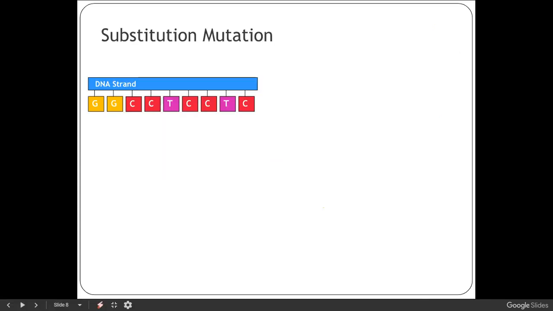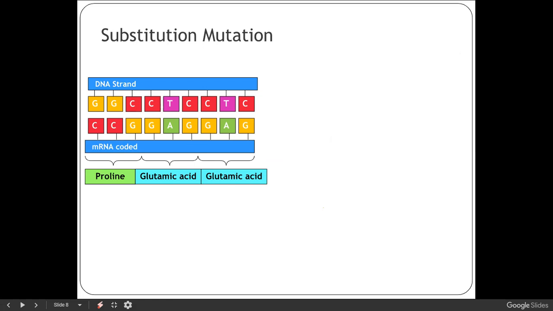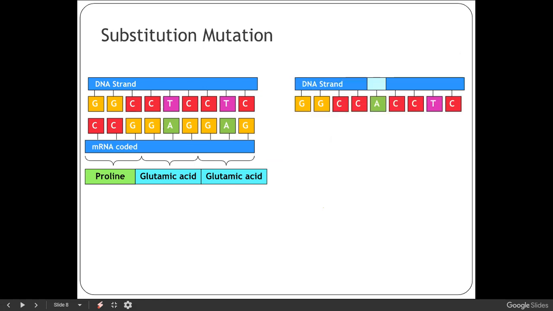So a substitution mutation is a bit like it sounds. If this is our original DNA strand and codes our mRNA, which gives us our amino acid order. If we have a substitution mutation here, our original DNA strand, we have a T has been substituted for an A. So literally they've just been swapped over. The number of bases included is the same. We haven't removed any, we haven't added in any. We've just literally swapped a T for an A.